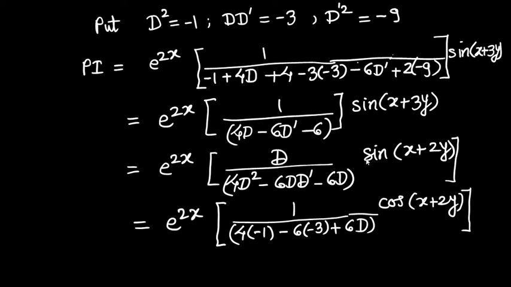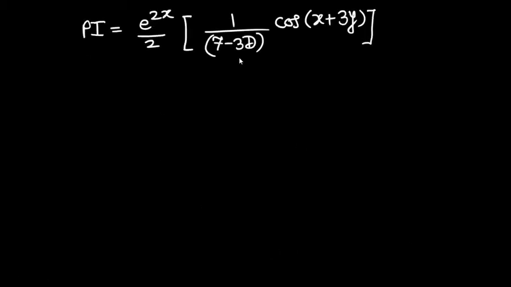Here this D is in the numerator, therefore we differentiate with respect to x, and we get cos of x plus 3y into 1. Now we simplify the denominator term, we get this term. In the denominator 7 minus 3D, again we have to form the D square term.